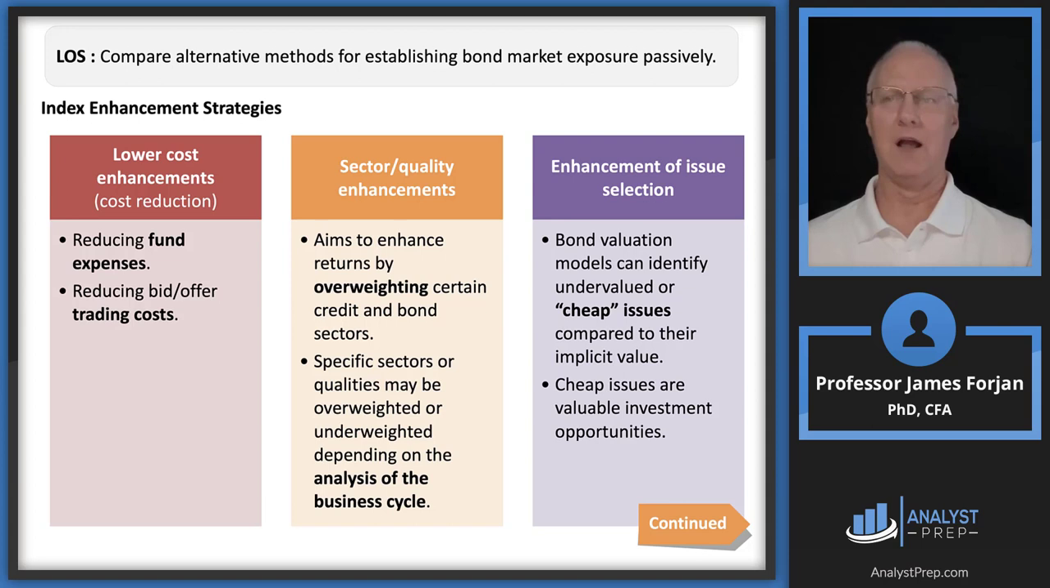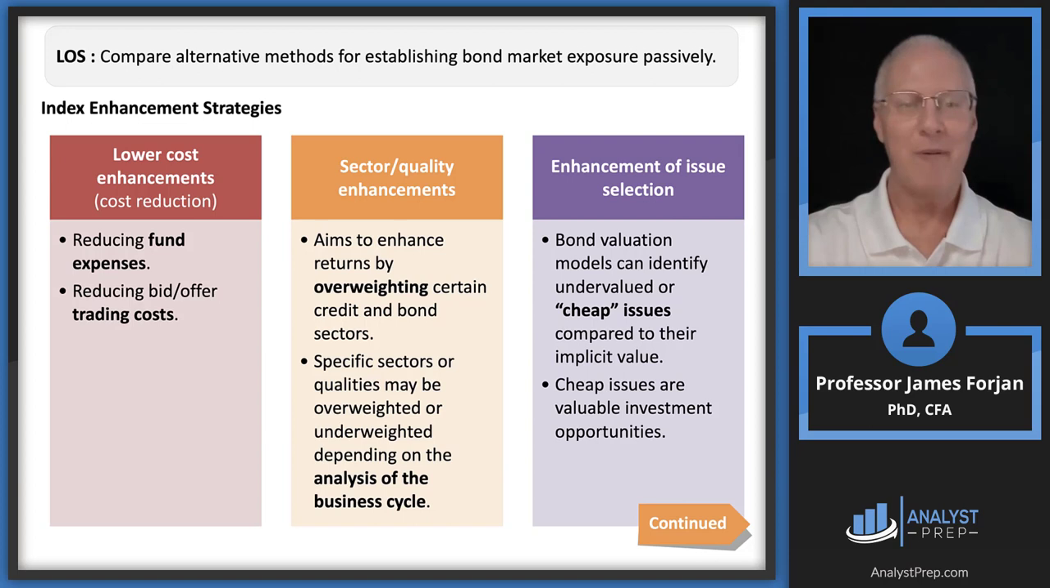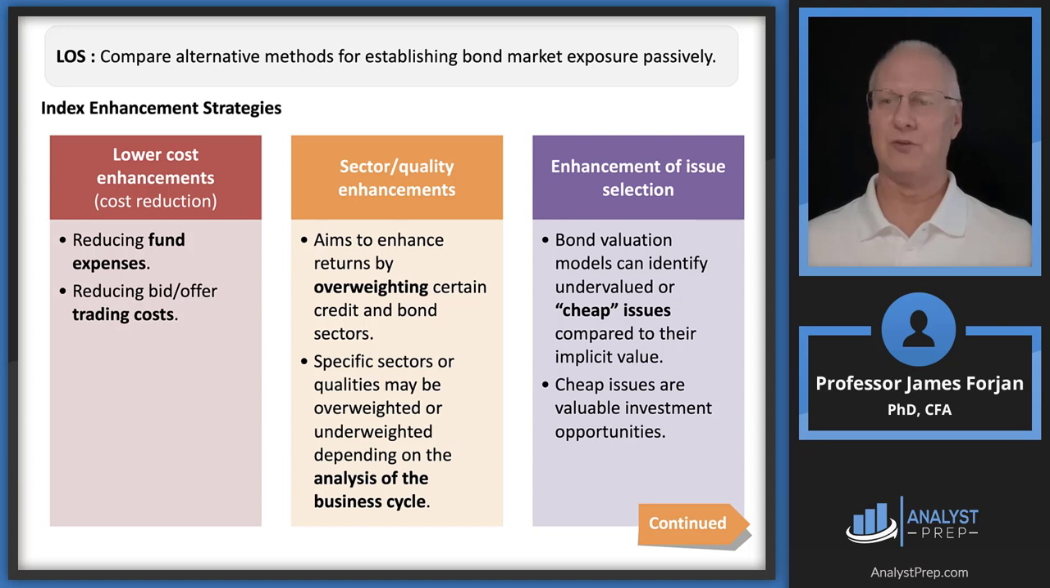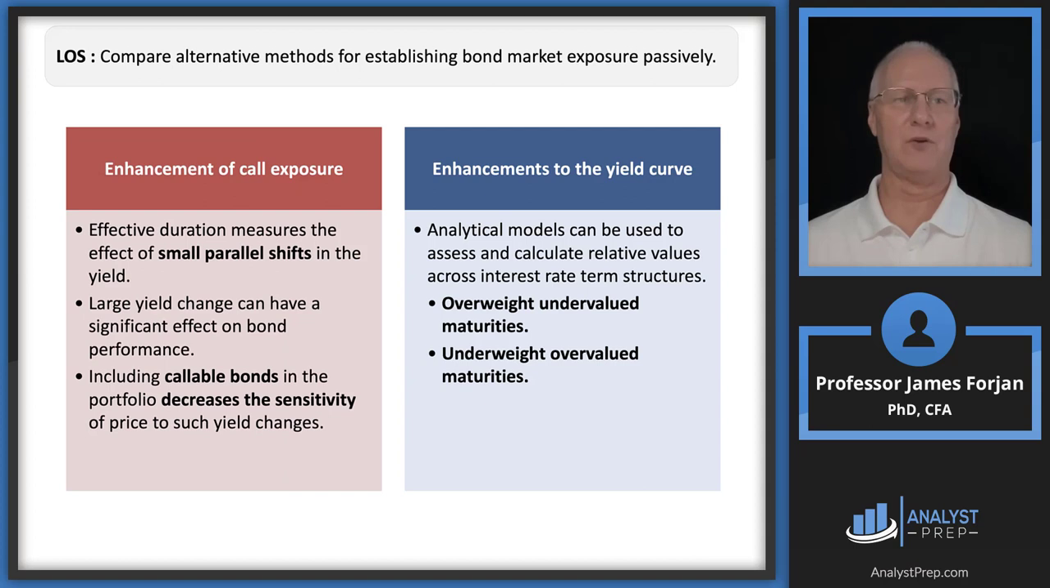Bond valuation models can identify undervalued bonds. Now, remember when I said in part one, I held up my calculator and said these five time value of money buttons are going to give us the present value or the price of a bond, but we're probably not going to use those to identify undervalued bonds. We're probably going to need an Excel spreadsheet. We might need an interest rate tree that we did back in Level 2. We need yield curve increases and decreases, both in parallel shifts and in twists, to be able to identify those undervalued or overvalued bonds.